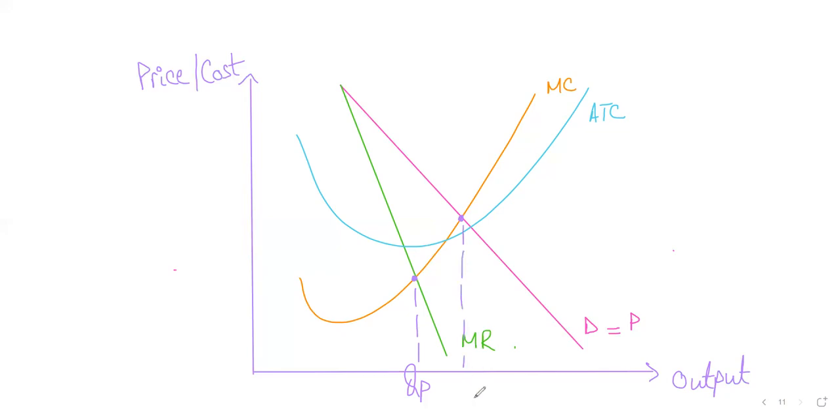Now, can you see what I was telling you before? Allocatively efficient output level is greater than the output level of profit maximization, right? Now, what does this show? Does this show that the monopoly will be allocatively efficient, or is it showing that the monopoly will not be allocatively efficient? What is this showing us?